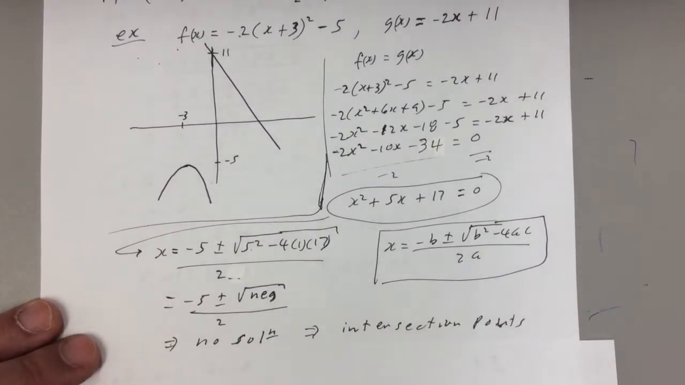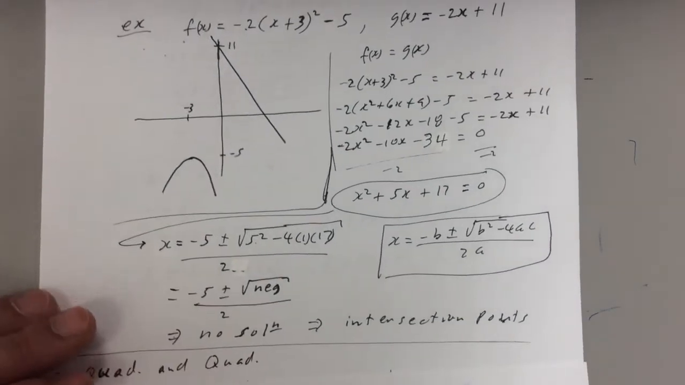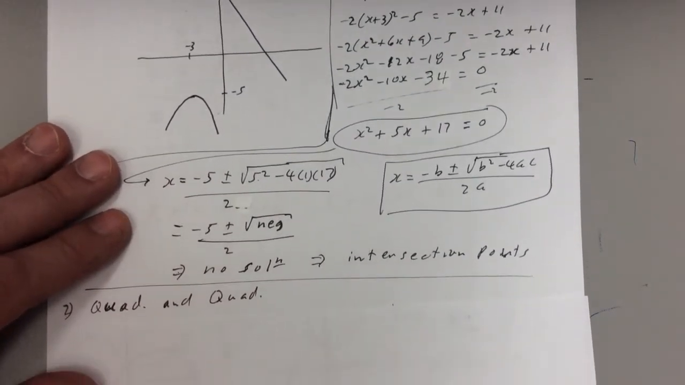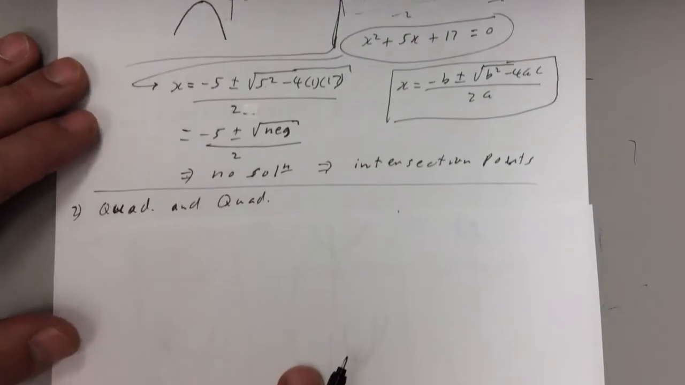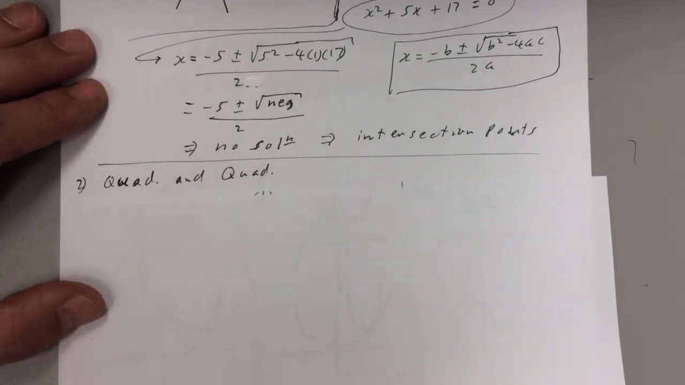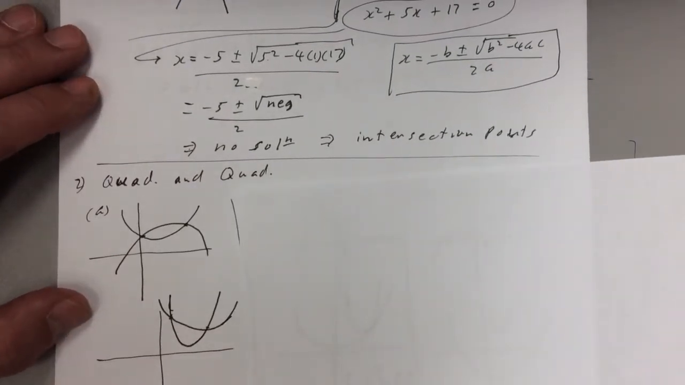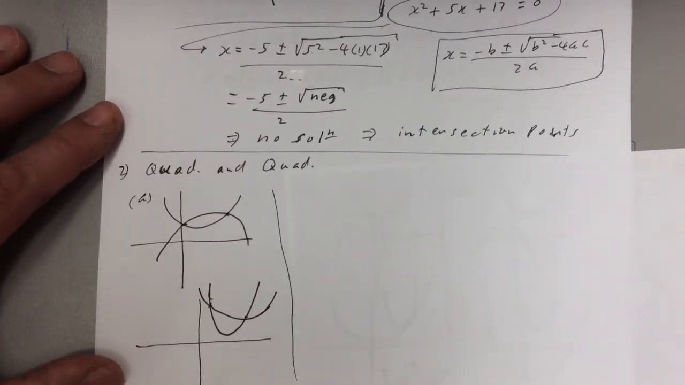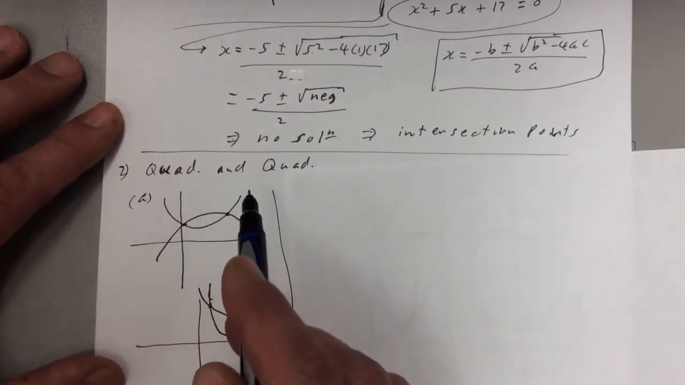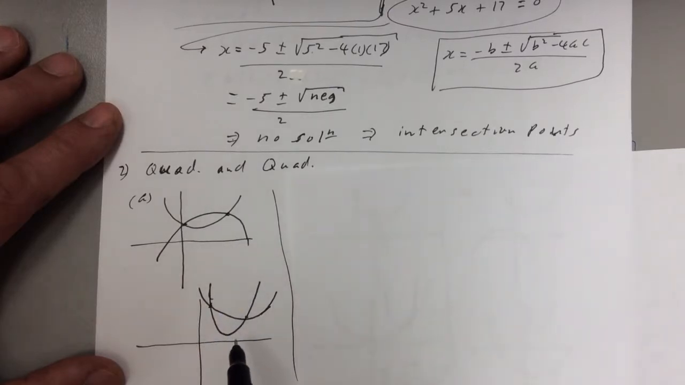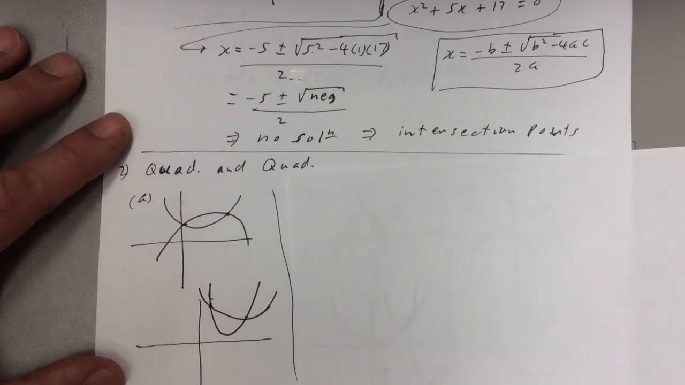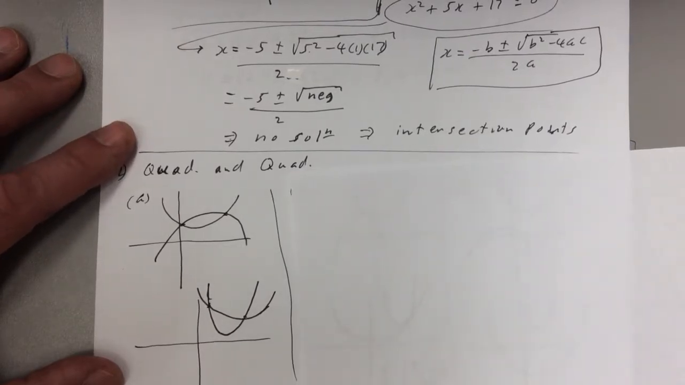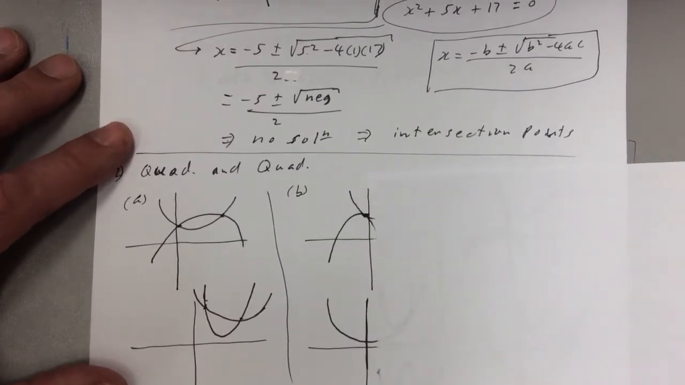Okay. Now what about a quadratic with a quadratic? What are the possibilities with that? Well, here's some possibilities for two solutions. You could have them opening in opposite directions, like this one, or opening in the same directions, and one's wider than the other, different vertices.